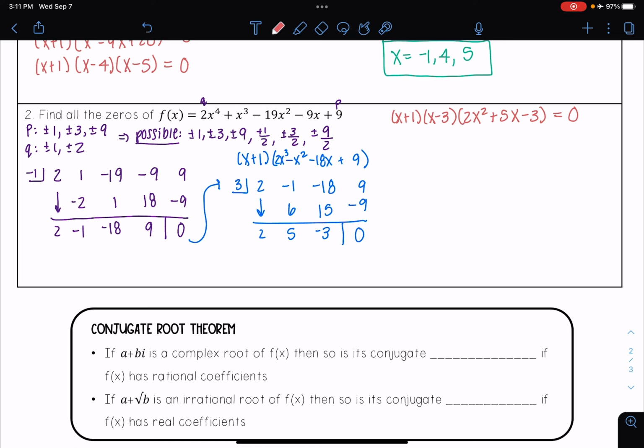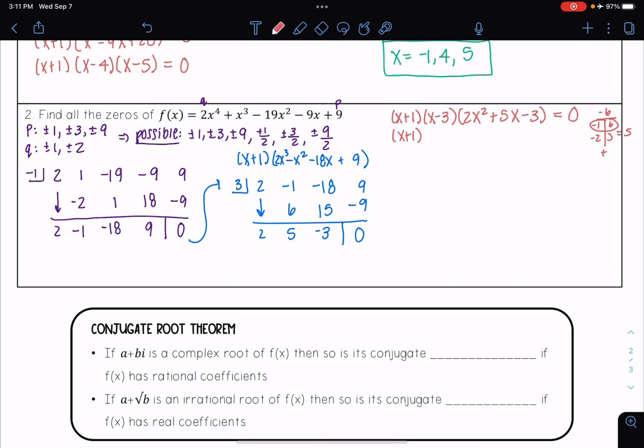And now I'm going to see if I can factor this out. Or you could use the quadratic formula. Either way works. I'm going to go ahead and factor. So this is using the AC method. So 2 times negative 3, I get negative 6. And I'm looking for two numbers that multiply to negative 6, but then add to equal 5. And I see it's going to be negative 1 and 6.